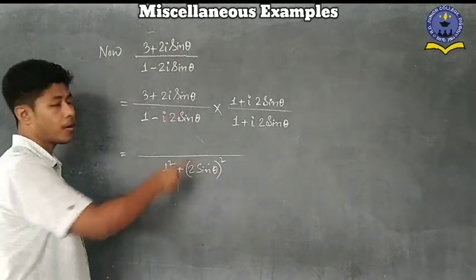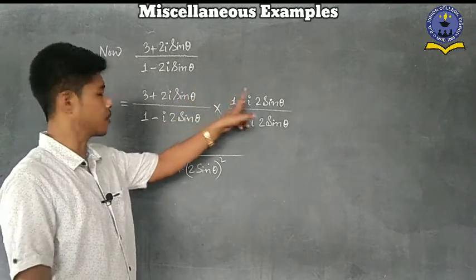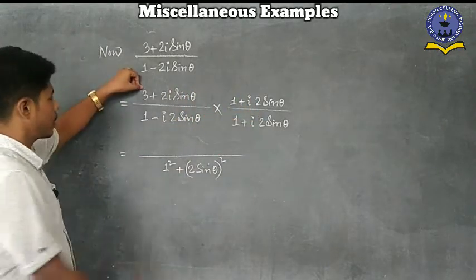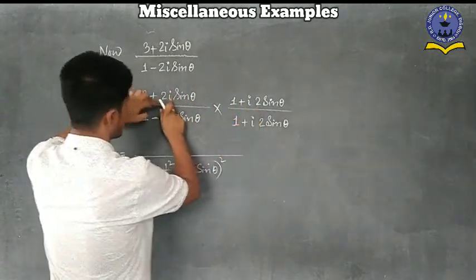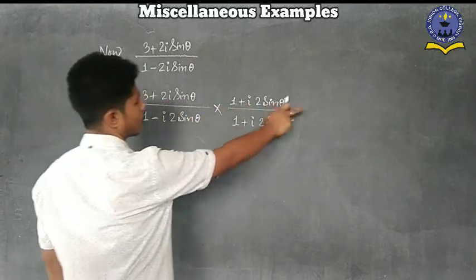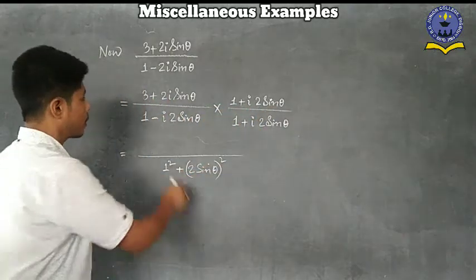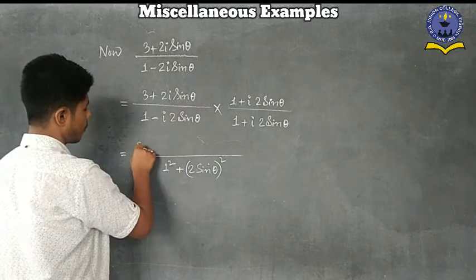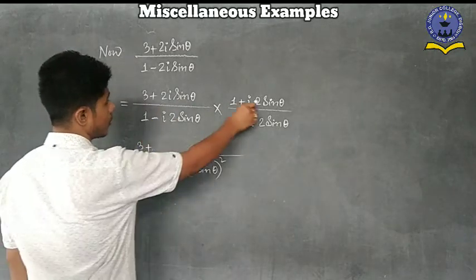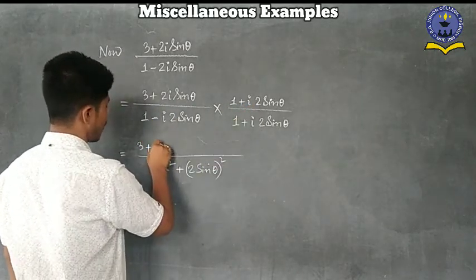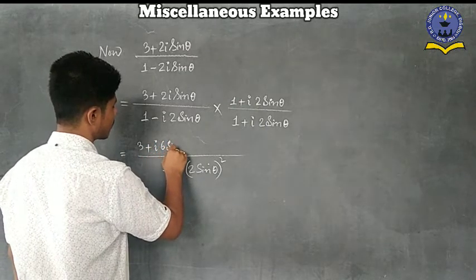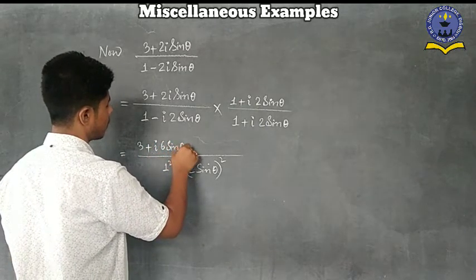So in the numerator part, we just multiply these two results. First we multiply this 3 with this whole result, and then second time we multiply 2i sin theta with this whole result. So here 3 into 1 gives 3, plus 3 times 2 is 6, so plus i into 6 sin theta. Is it clear?